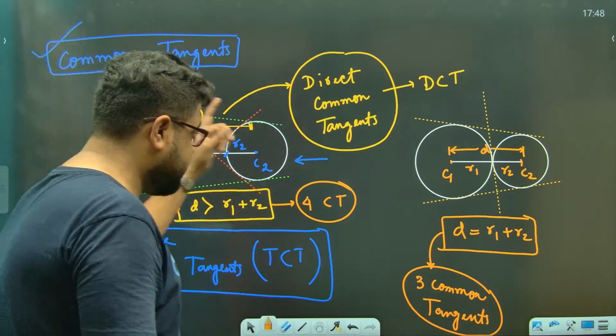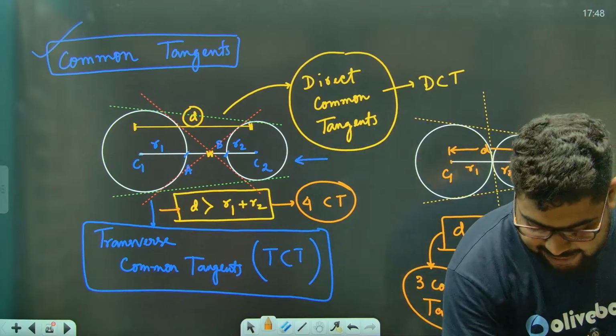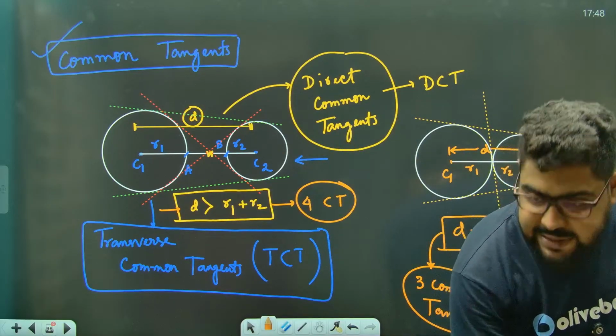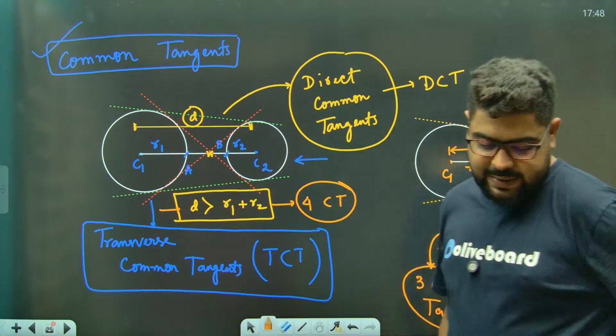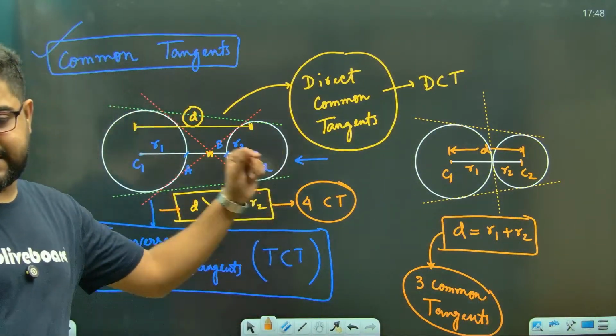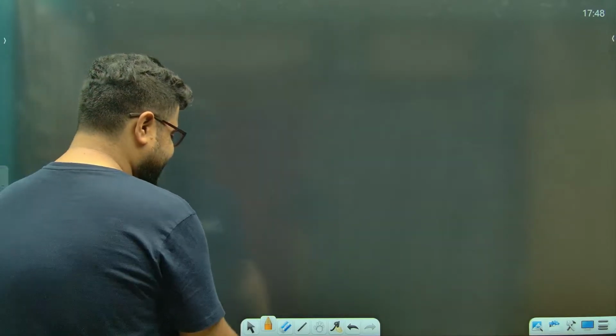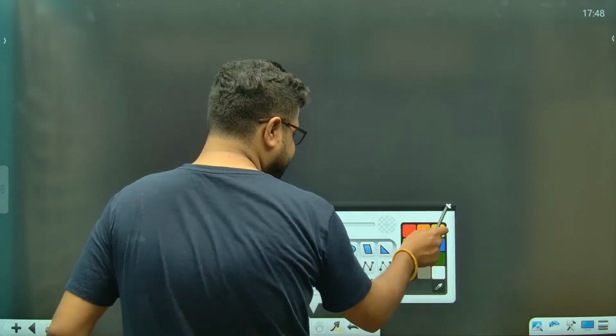Perfect, sir. We will have the proof of the lengths of these tangents and understand everything. So this is done, common tangents. Now the thing is that it's not over yet.